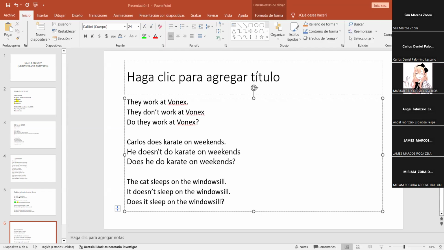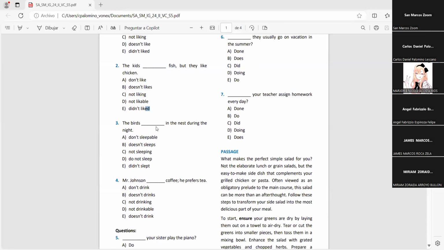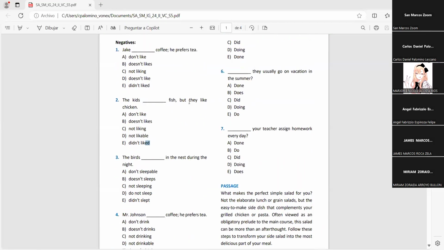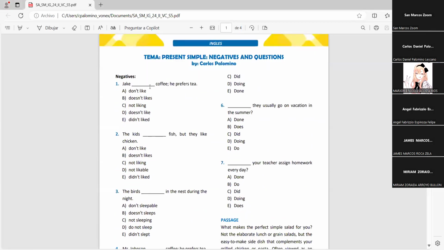Comparto pantalla del material, rapidito, y empezamos. Las 7 primeras las hacemos juntos. El texto te dejo leer, para eso tenemos un minuto. Dime, pregunta 1, negación. Jake habla. Si es Jake, es he. Which one is the correct answer?